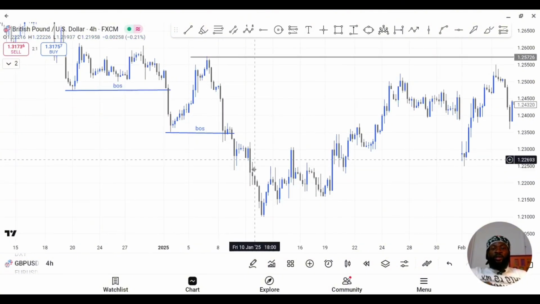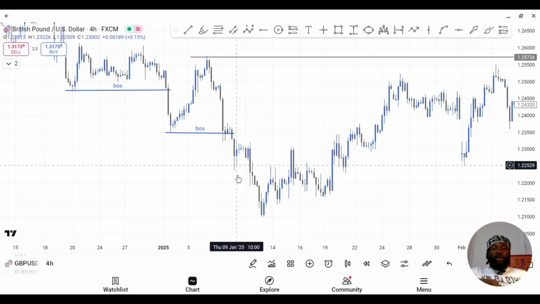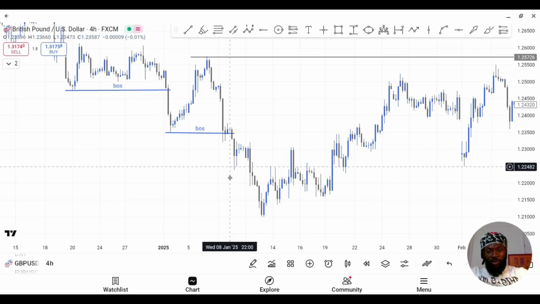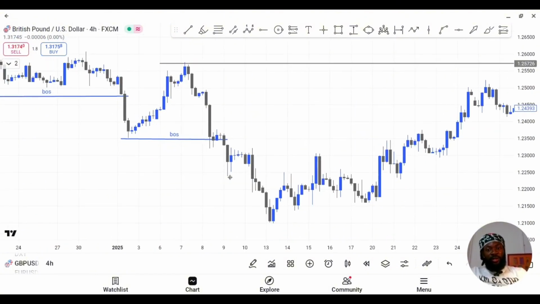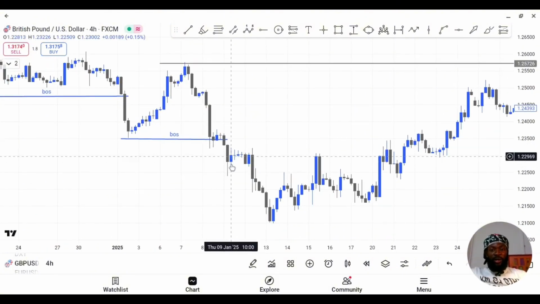Note, this is a mistake I also see a lot of traders make. The way I see it taught is three candles closing below or above each other. That's what makes a pullback. Now let's watch here. This is not a pullback. This is a consolidation, which is a ranging market.